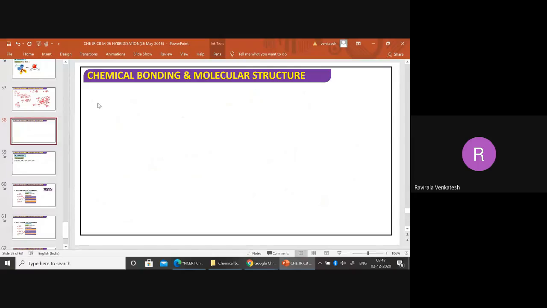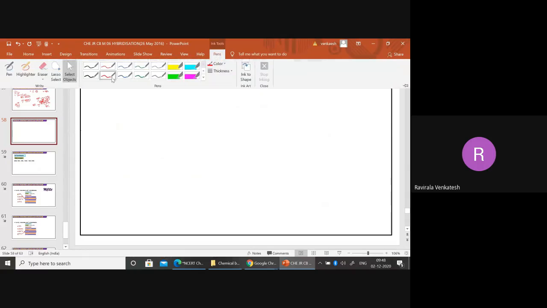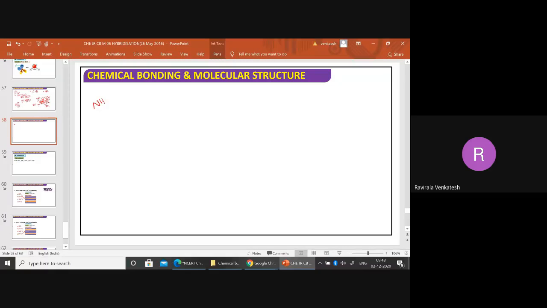Here I'm taking ammonia, NH3. Look at the nitrogen configuration: the helium configuration plus 2s2, 2p3. 2s2 we write like this, and 2p3 we write like this. Now, one s orbital and three p orbitals are mixing.